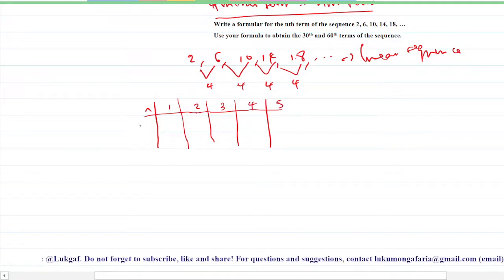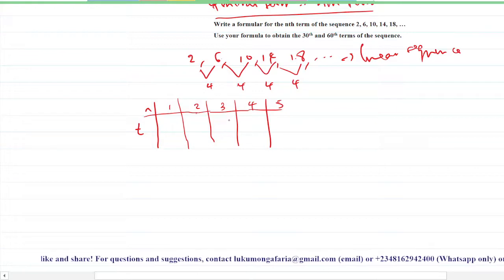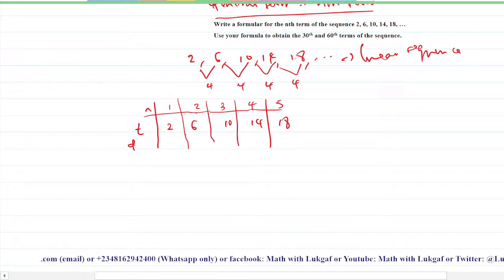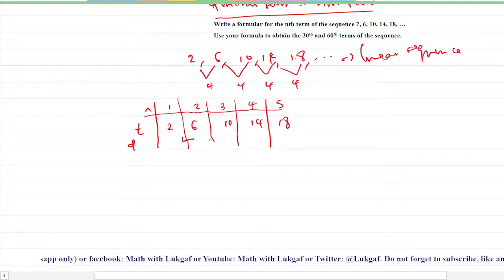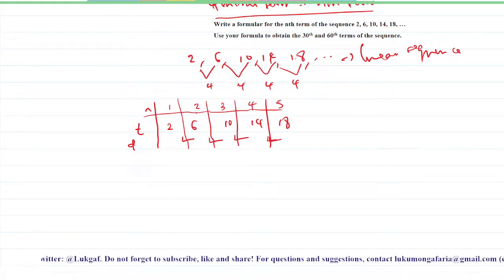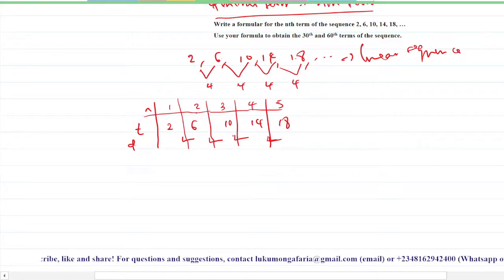You understand now? Then you have your terms here. What are your terms here? That is 2, 6, 10, 14, and 18. With what I explained before, you will observe the difference between the two terms. The difference here is 4. The difference here is also 4. The difference between this and this is also 4, or let me say plus 4. So that is 4, 4, 4, 4.